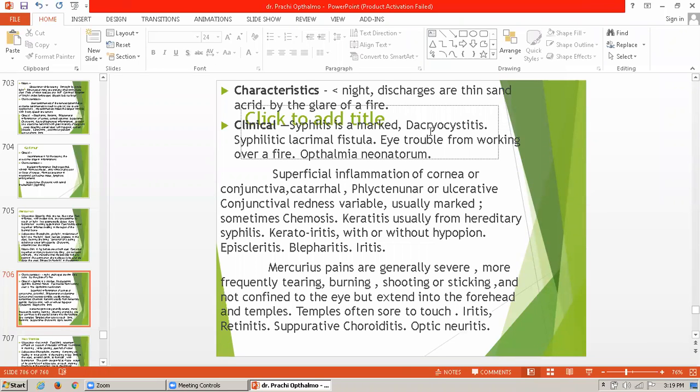Clinically, syphilis is marked: dacryocystitis, syphilitic lacrimal fistula, eye trouble from working over a fire. There is ophthalmia, neuralgia and superficial inflammation of the cornea or conjunctiva. There is cataract, follicular or ulcerative conjunctivitis. Redness is variable, usually marked. Sometimes it is useful in cases of chemosis.